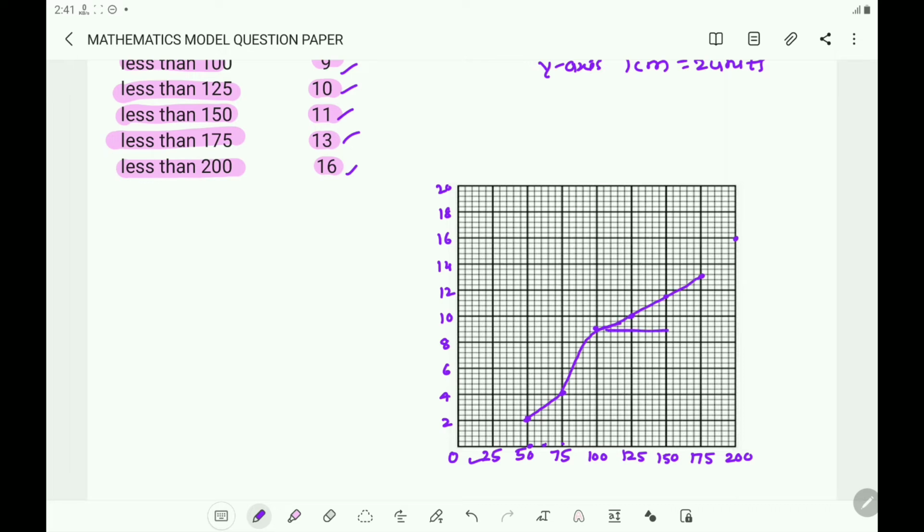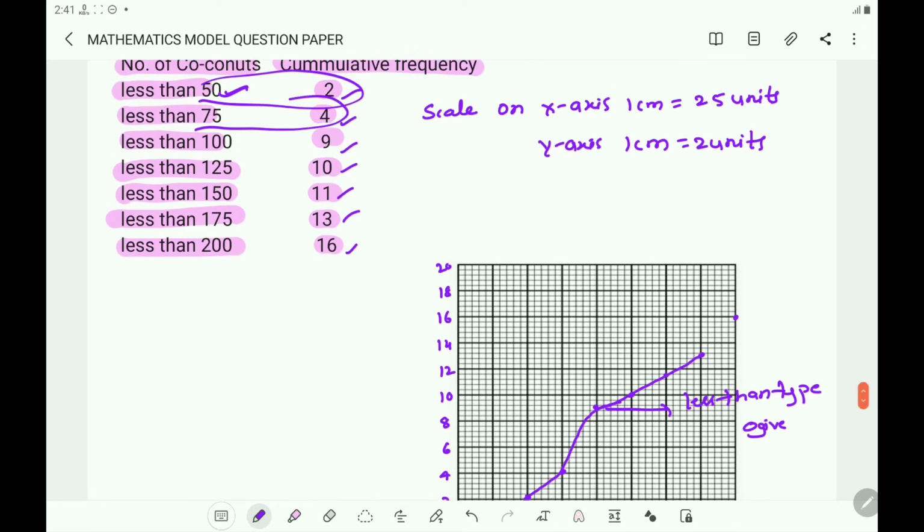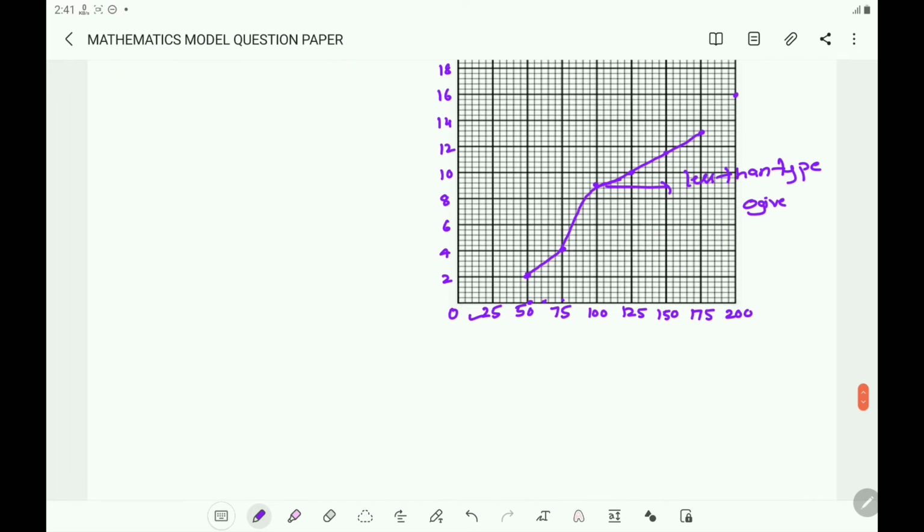So this is less than type ogive. Less than type ogive. Next question you take.